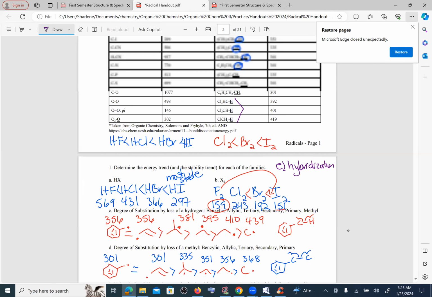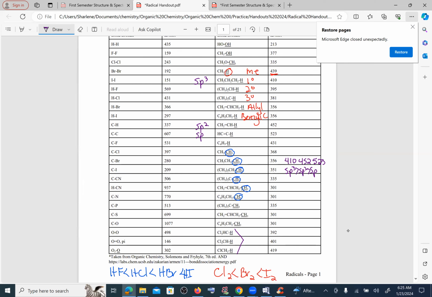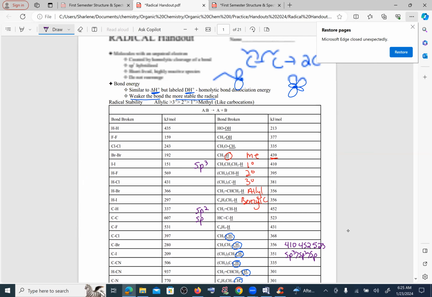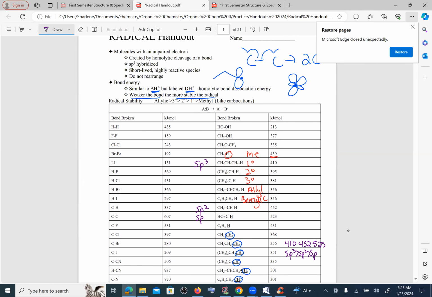Back up to this page. So in a nutshell, a radical is a lone electron. Very similar to carbocations, but there's just a few differences, mostly in that hybridization question. But you can trust your instincts for the stability to match that of carbocations. Just remember, yes, they are sp2 hybridized. That'll play into stereochemistry. They're very short-lived. They're very highly reactive. They do not rearrange.